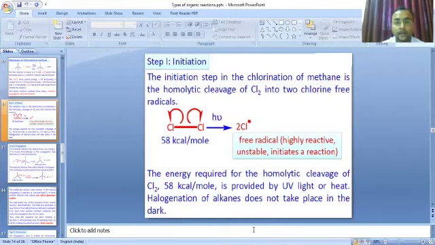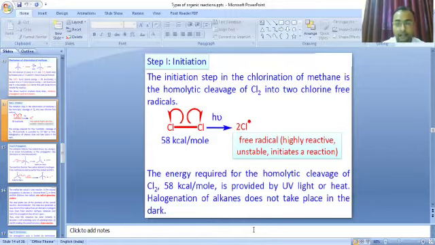That is represented by the two fish hook arrows, as we understood in our previous slides. 58 kilocalories per mole of energy is required, which is obtained from ultraviolet light, to get the two chlorine free radicals. These chlorine free radicals are highly reactive, unstable, and responsible for initiating this reaction. The energy required for the homolytic cleavage of the chlorine molecule is 58 kilocalories per mole, provided by ultraviolet light or heat, and halogenation of alkanes does not take place in the dark.